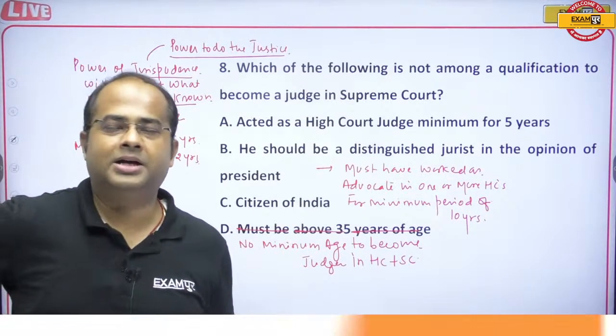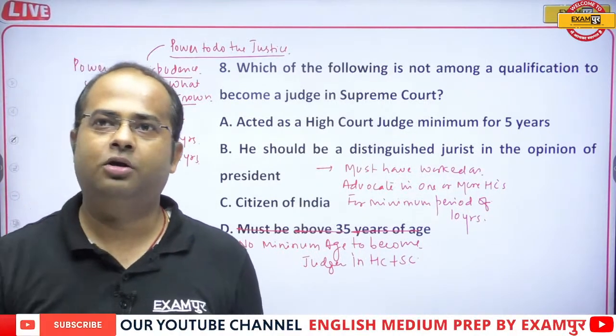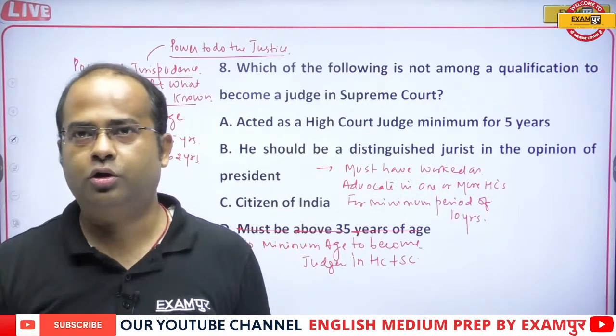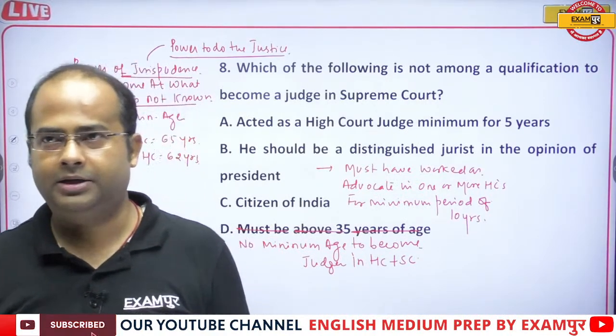So you must have acted as a High Court judge for a minimum period of 5 years, or must have worked as an advocate in one High Court or more than one High Court for a period of 10 years.